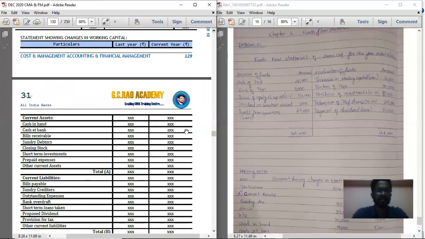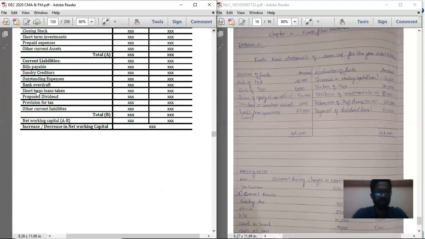And the next one is changes in working capital. Just calculate what is the last year working capital and the current year working capital by analyzing current assets minus current liabilities. You will get what is net working capital. If suppose last year is 1 lakh and this year is 2 lakh, then there is 1 lakh increase in working capital. So that's all.